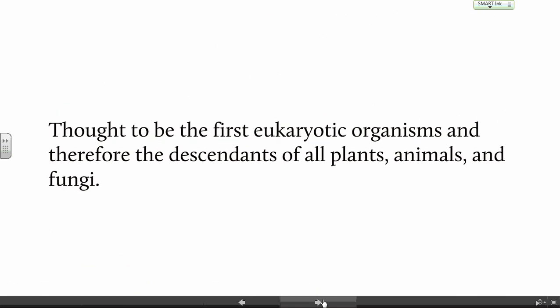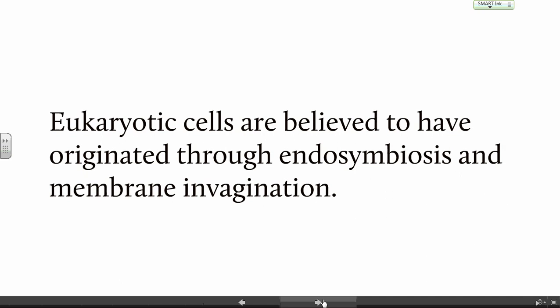Again, remember they're thought to be the first eukaryotic organisms and the descendants of all the eukaryotes that came after: plants, animals, fungi. And we've talked about how they supposedly gave rise to those other things. We talked about these two ideas, endosymbiosis and membrane invagination, and how prokaryotes evolved to become eukaryotes.